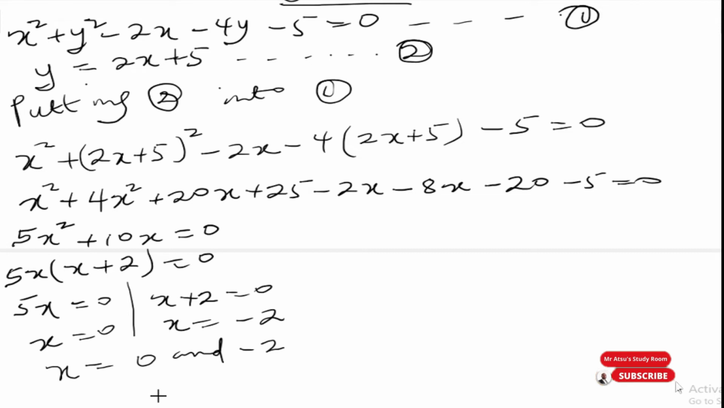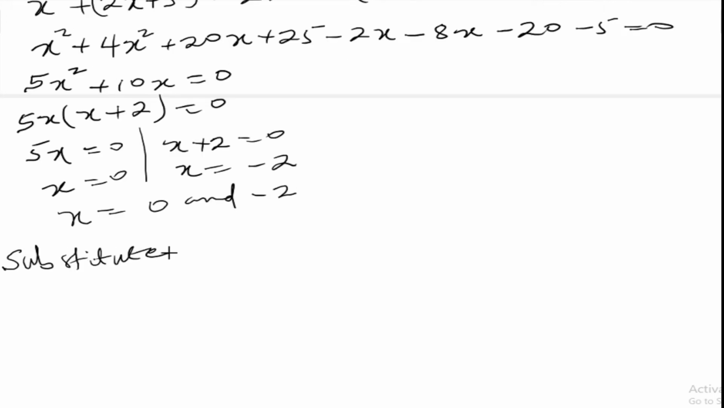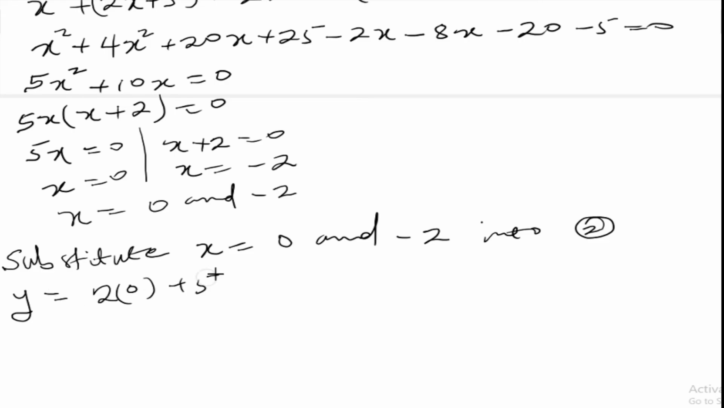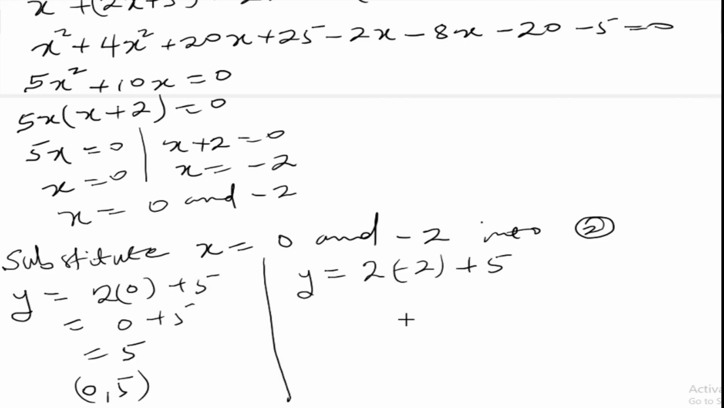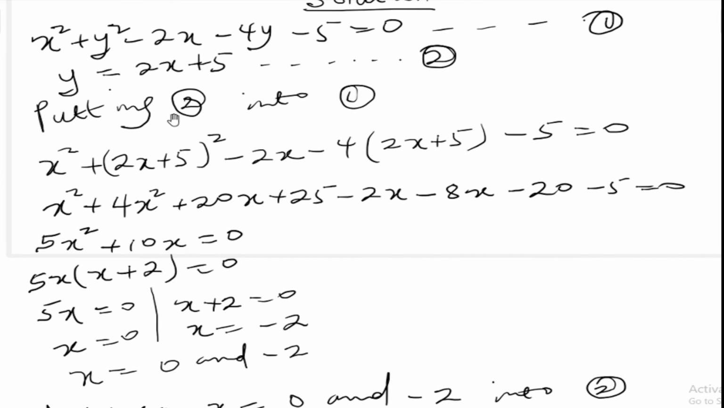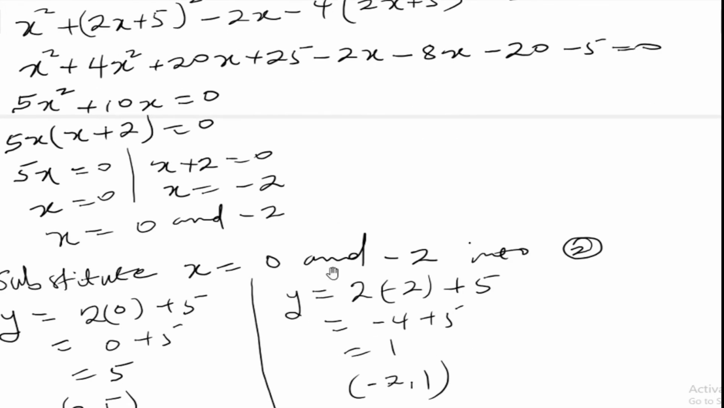We can substitute each of the x values into either equation 1 or 2, but it will be easier to substitute into equation 2. So that is what I'm going to do now. Alright, to substitute x equals 0 and negative 2 into equation 2 means that, taking our equation 2, wherever we see x, we put 0 for the first one and negative 2 for the second one. That is just what we have done here.